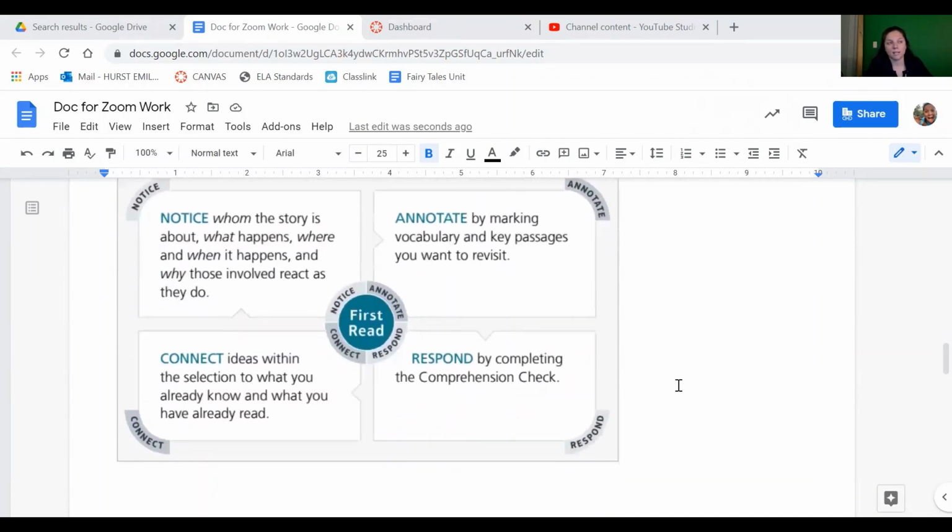So as you do a first read, I didn't do this in yesterday's lesson, but I thought it would be good to just show it to you again. I want you to notice who the story is about, what happens, where and when it happens, and why those involved react as they do. Annotate by marking vocabulary and key passages you want to revisit. Connect ideas within the selection to what you already know and what you've already read, and respond by completing, well, you're not going to do the comprehension check, you're just going to write a summary. This is from the textbook and we don't have a comprehension check for this, so you'll just write a summary. Pause me while you do your first read and press play when you're ready to continue.